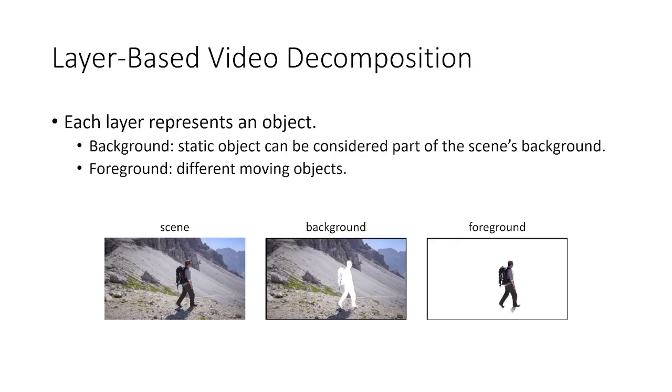We decompose each video into multiple layers, with each layer typically representing an object. The types of layers can be categorized into two groups, background and foreground. Foreground layers represent different moving objects, while a background layer represents the static objects and the static scene that remain unchanged.